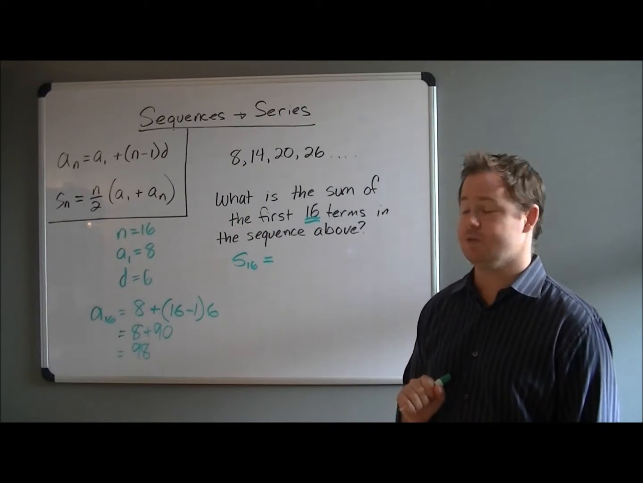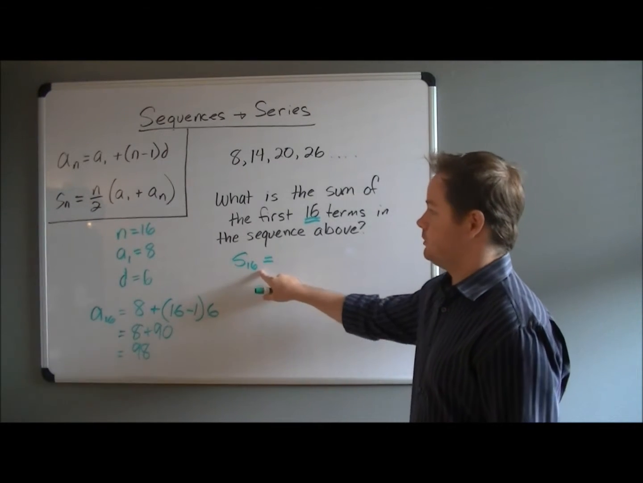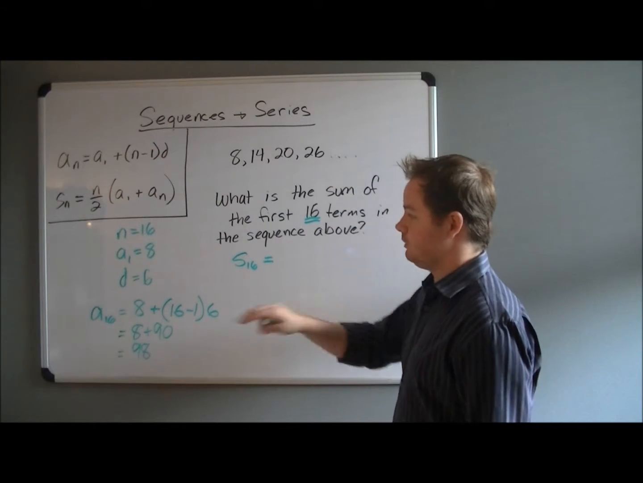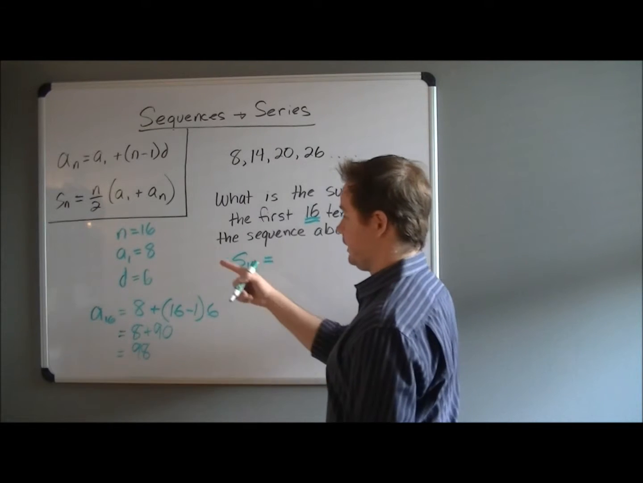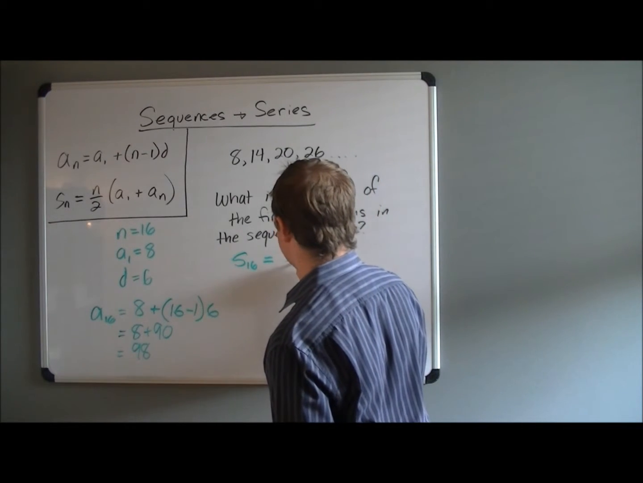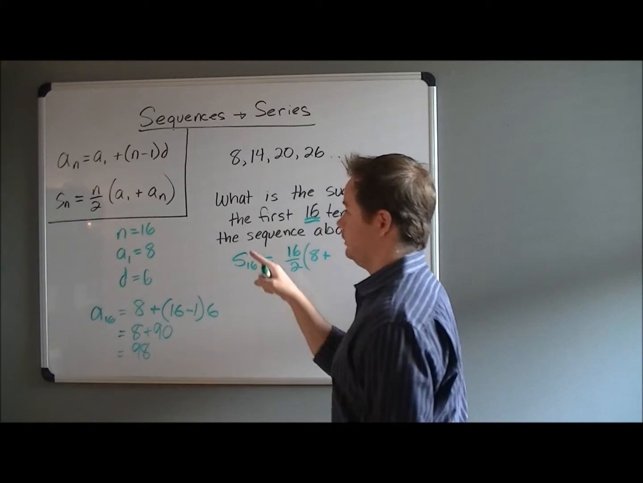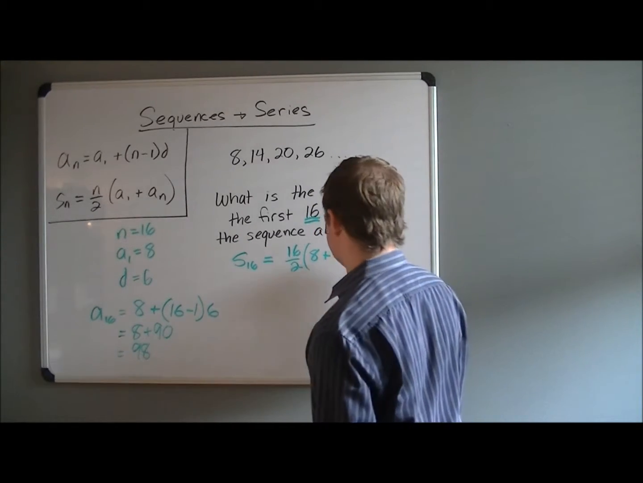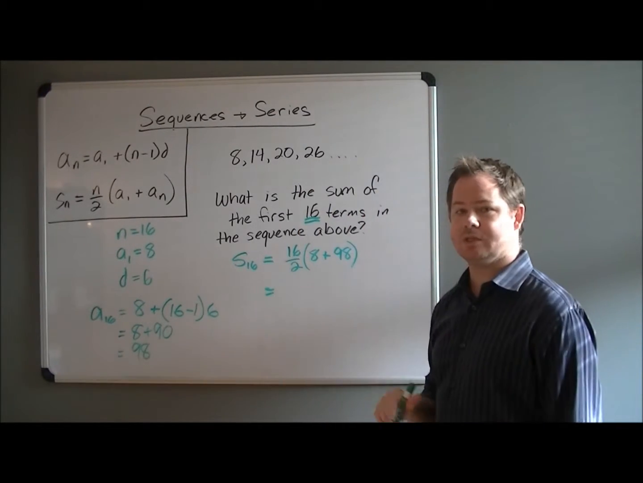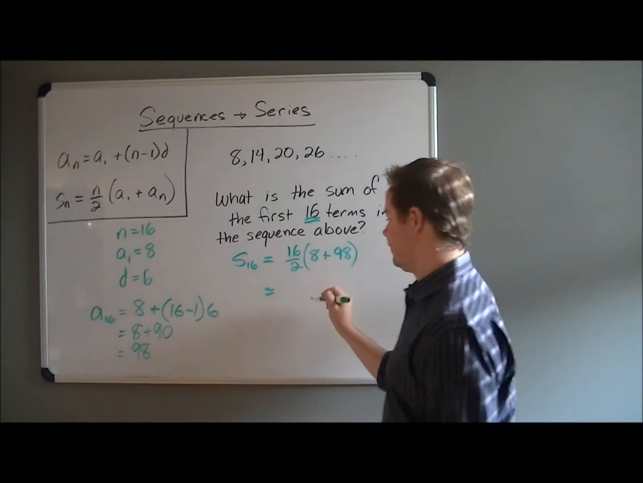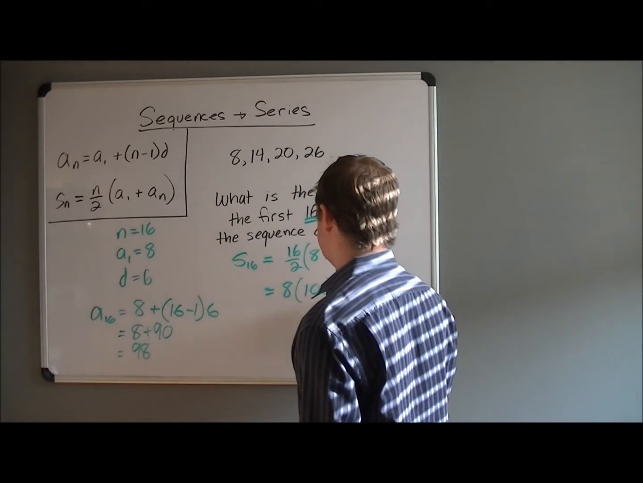Now we have all the values necessary in order to solve for the sum. So in this one, for S sub 16, we're going to plug in the values that we have listed over here. And now we have this new value to plug in for the 16th term. So we have n is 16, so we start with 16 over 2, times the first term, which is 8, plus the 16th term, 98. And we take our time and go ahead and do the math on this. 16 divided by 2 gives us 8. 8 plus 98 gives us 106.